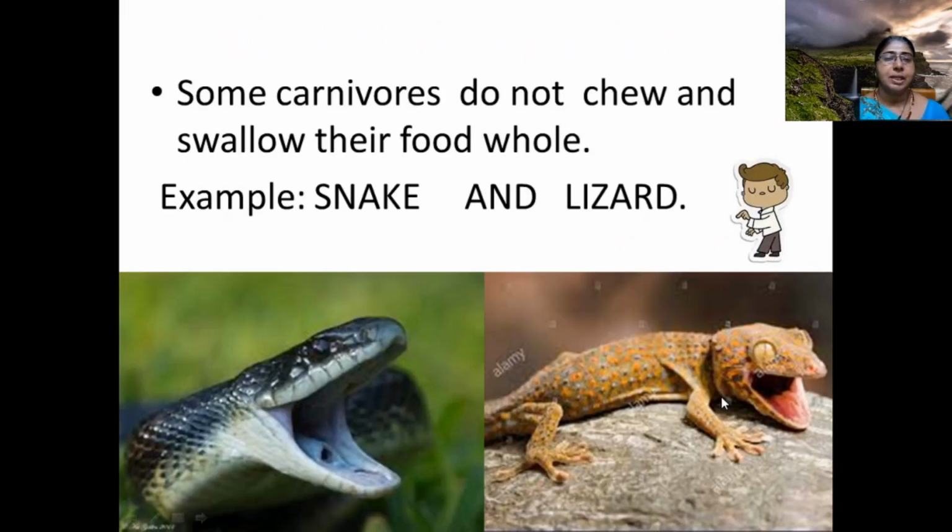Some carnivores do not chew the food. They swallow their food whole. For example, snake and lizard. Look here, when they open the mouth, prey comes to the mouth. All of a sudden, it closes the mouth. They swallow the food. In the same way you can see in the lizard also. They never chew the food. They swallow their food whole.